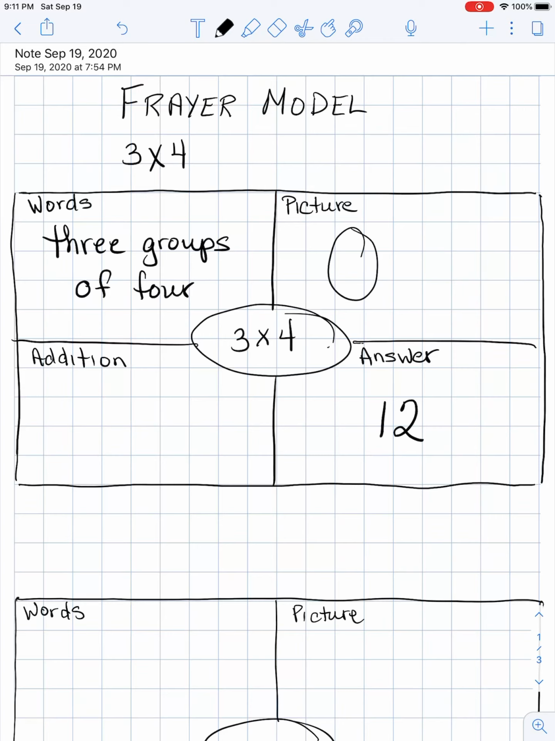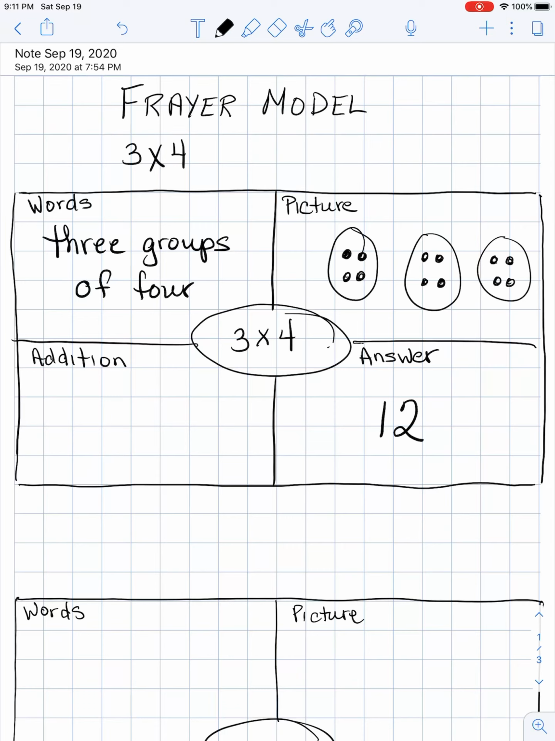And from those words, I can draw a picture, because I can draw 3 groups. Let me draw 3 groups. And each of the groups has to have 4 objects. I'm going to make 4 dots, because it's easier for me. You could draw little stick figures. You could draw little animals. You could draw whatever you like. Okay, so that's a picture of 3 times 4, or 3 groups of 4.